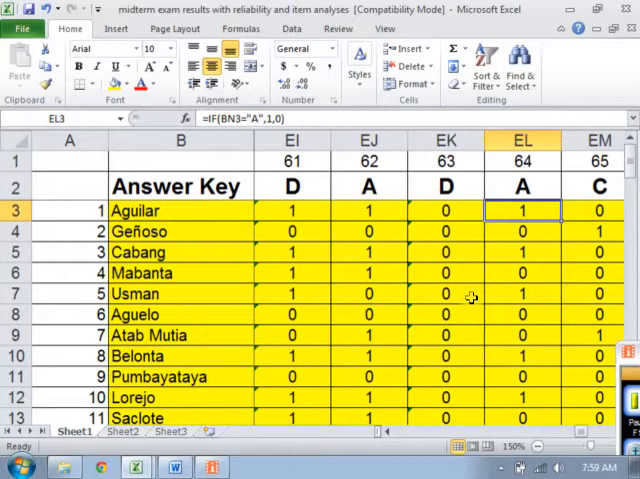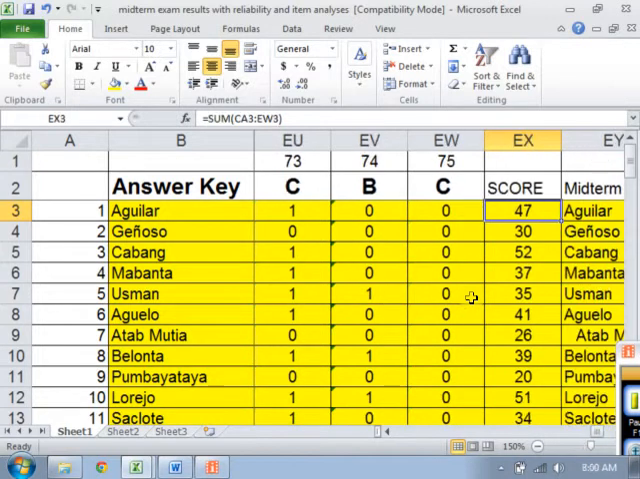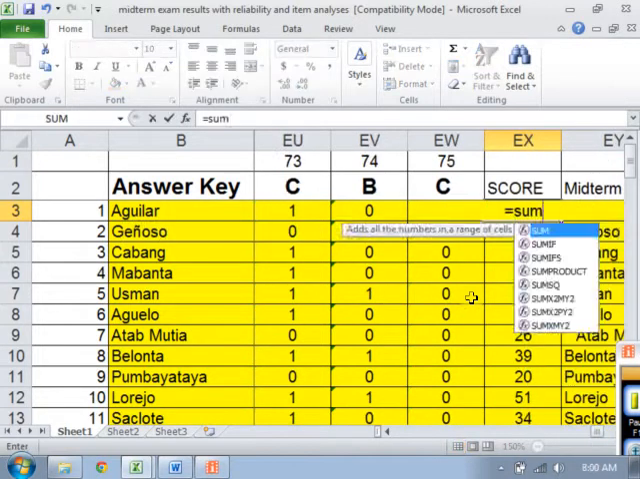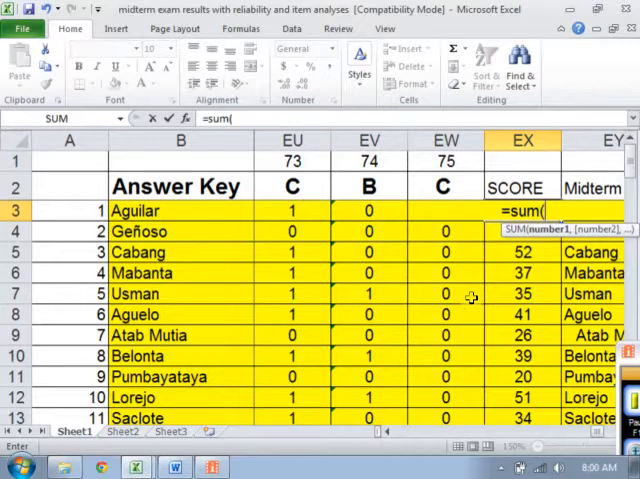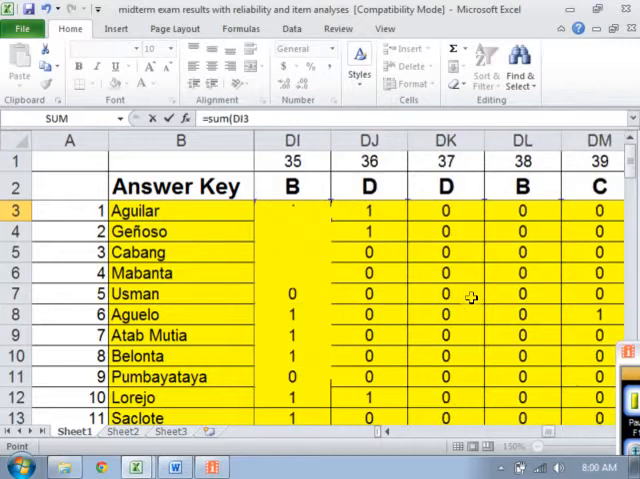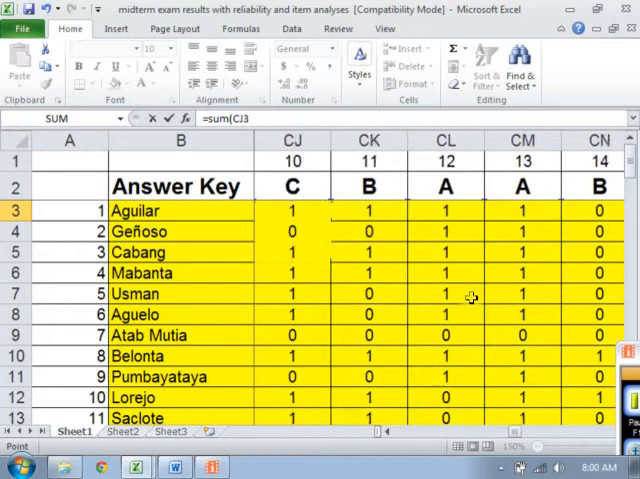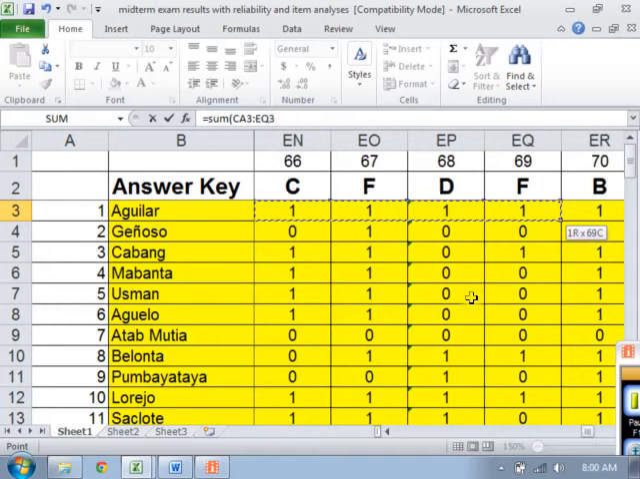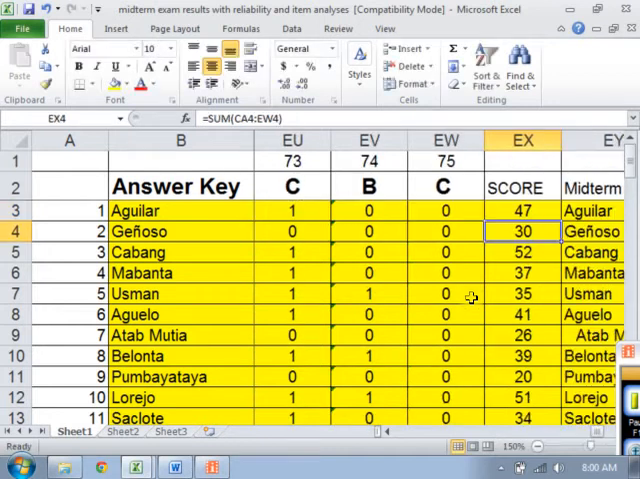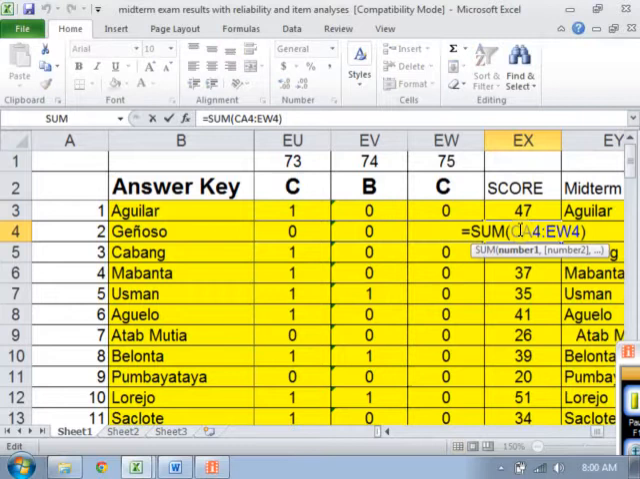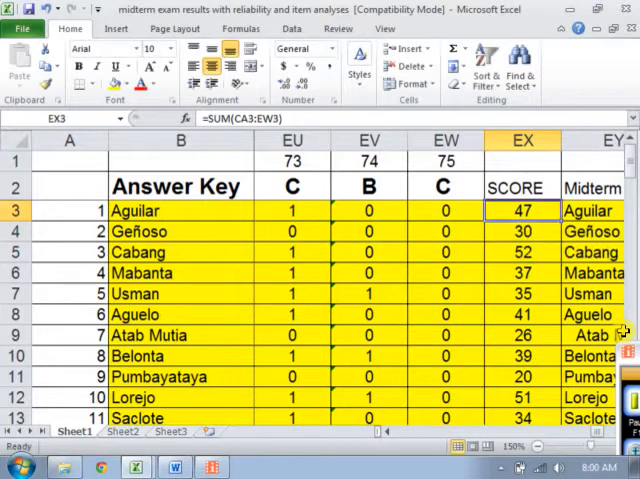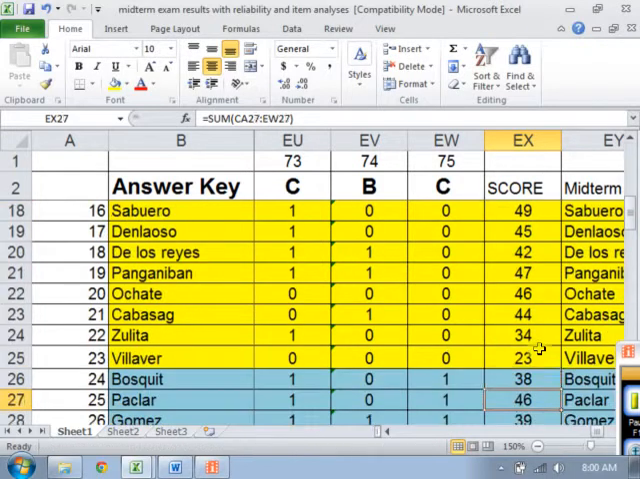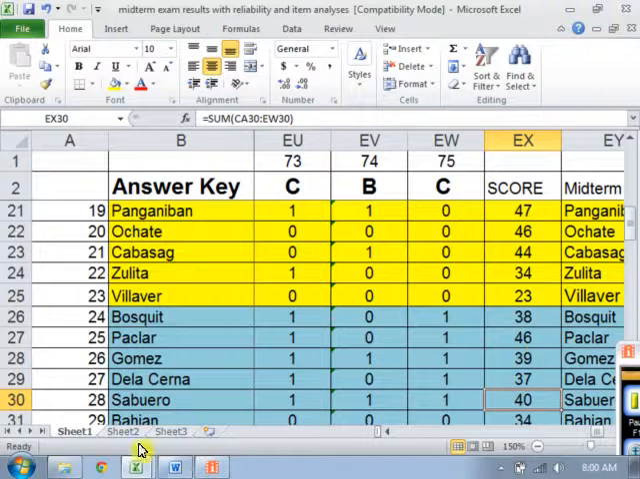But we have to compute first the test scores, correct? So which means that what we did is we said equals SUM from, and then we go to the first entry of Aguilar, correct? Okay, so sometimes it's nice to remember it, from CA supposedly until EW, no? So we go like that. And you will notice that that's what we did with CA, but it's row 4 for the first student, and then EW4. And then for everyone, we just simply drag that. Okay? So we all have the scores already. And then what do we do next after we have the score?